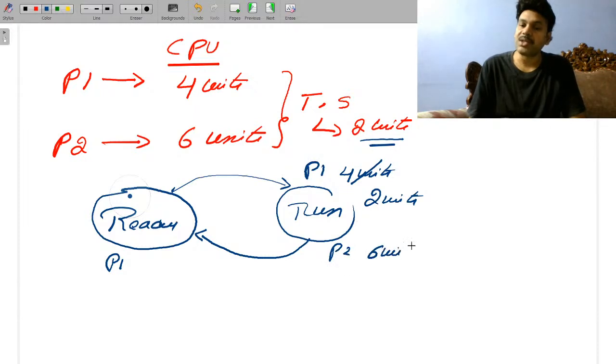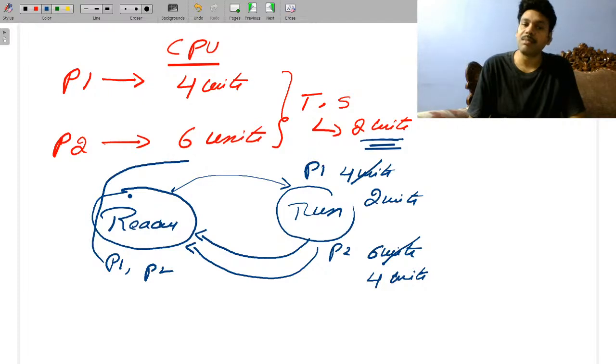It requires 6 units of time. The maximum time is 2 units, and after executing 2 units, we have a balance of 4 units. Again, P2 is sent back to the ready state because we want to give P1 a chance once again. Now P1 executes the remaining 2 units of time, so P1 is terminated.